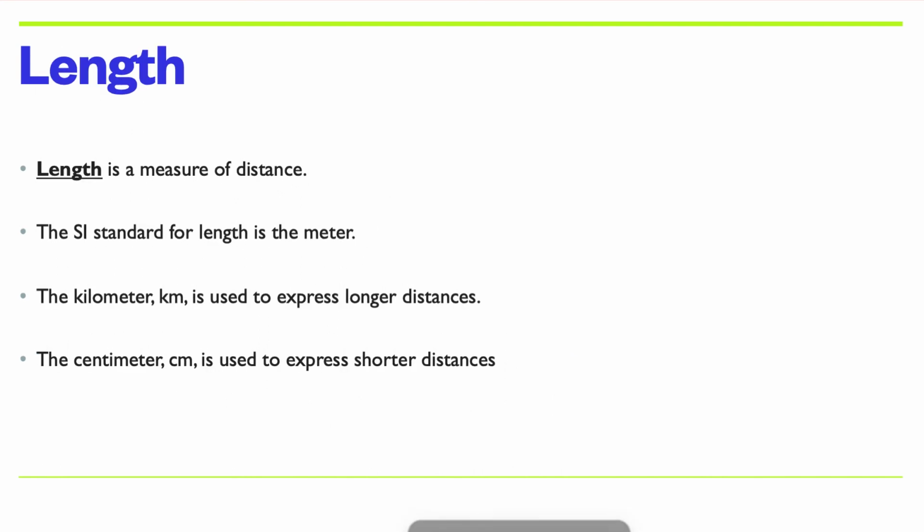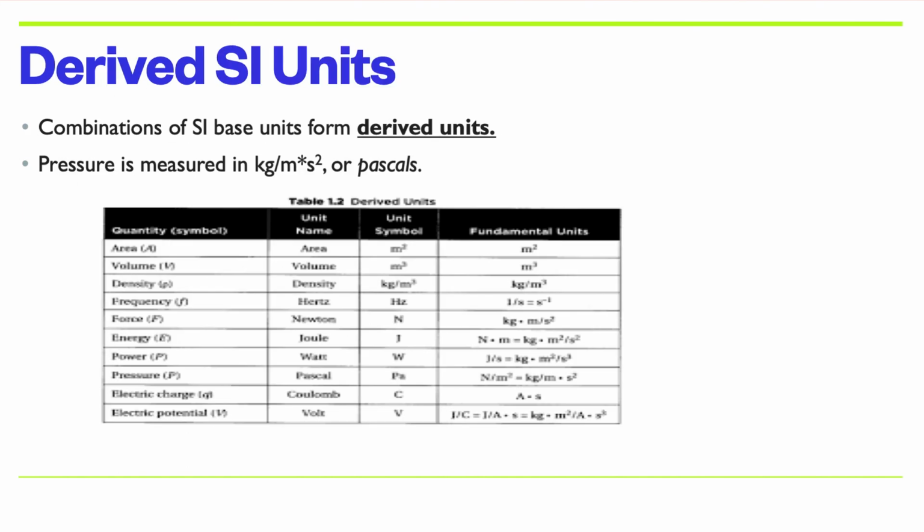Length is a measure of distance. The SI standard for length is the meter. Kilometers are used for longer distances, centimeters for shorter distances. Now some derived units. Pressure is measured in kilograms per meter times seconds squared, or pascals. We'll talk about these derived units a little more later on.